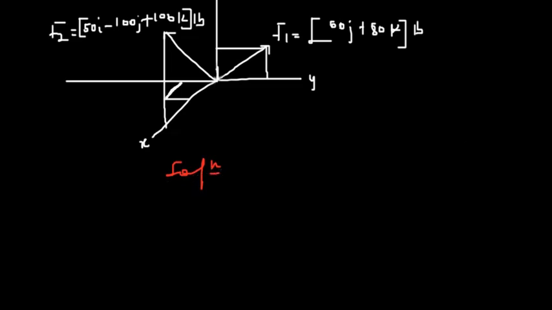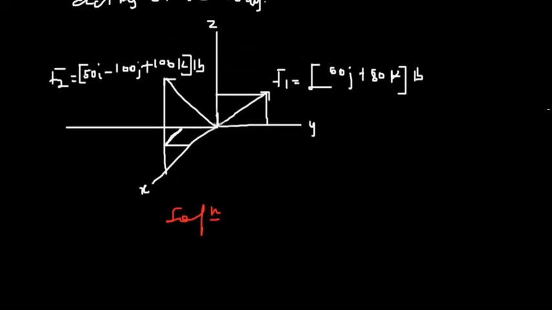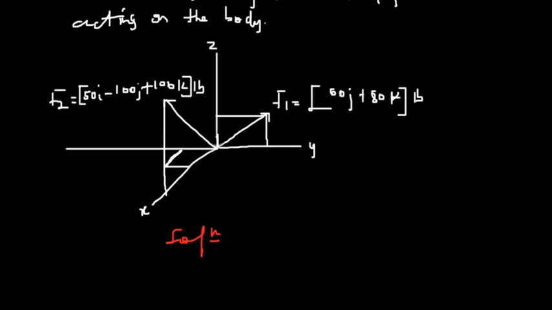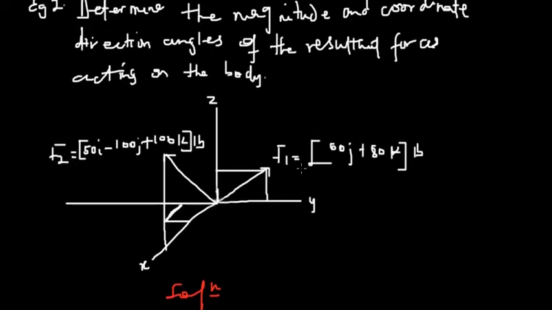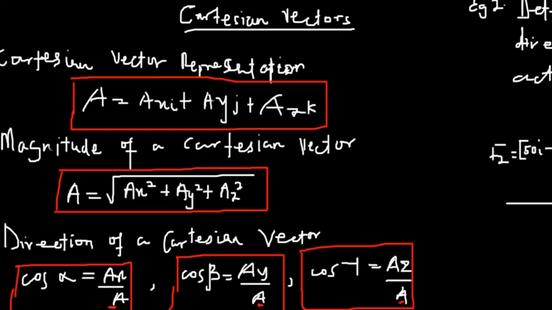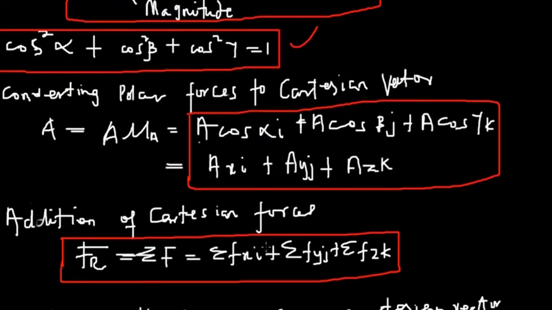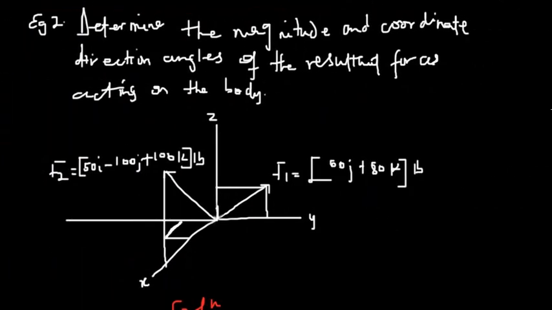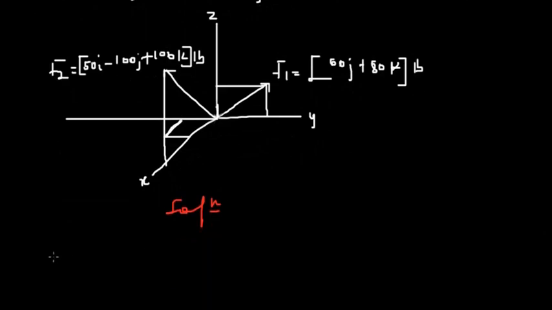Let's see the solution. Let me just change this to white so that it will be clearer. Now in finding the magnitude, we have to sum these up. That's where we have the summation of the forces. We have to sum everything up before we can find the magnitude. So we try to sum these forces up, F1 and F2.